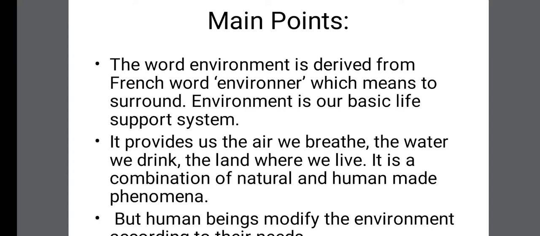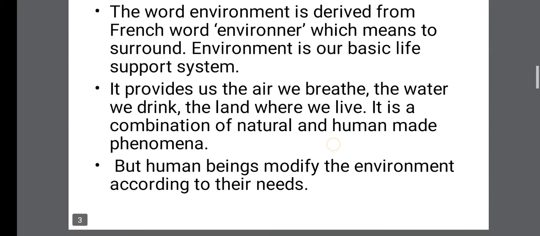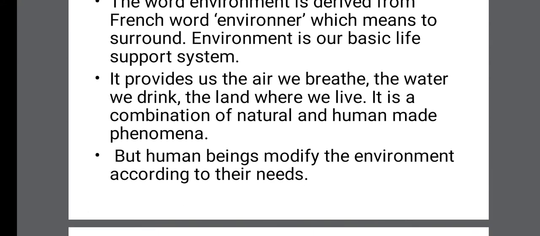Environment is our basic life support system, because it supports life. Life is possible in our environment. It provides us the air we breathe, the water we drink, the land where we live. So it is a combination of natural and human-made phenomena. But human beings modify the environment according to their needs.